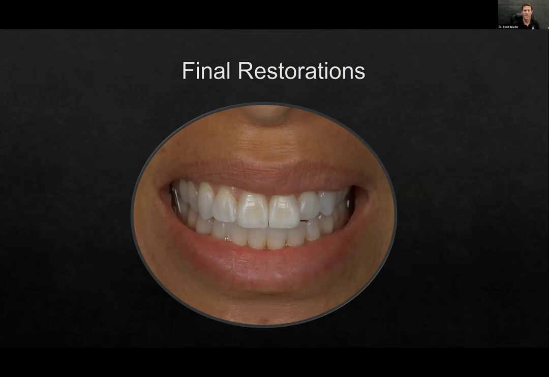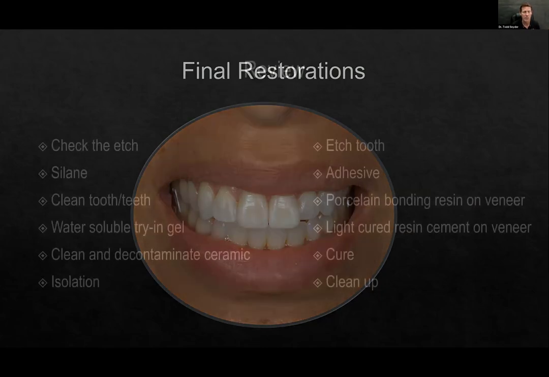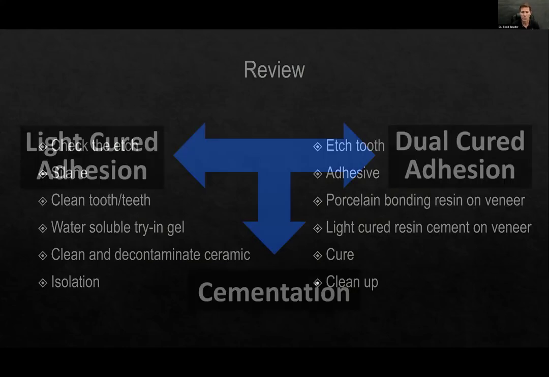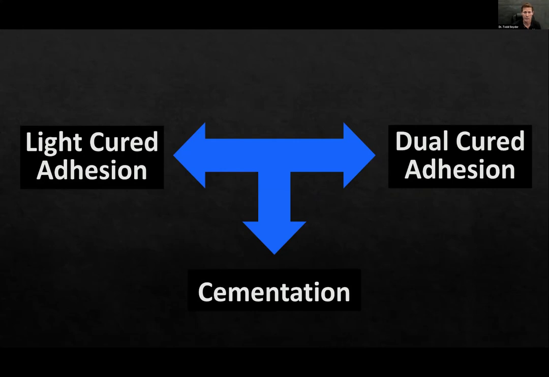Okay, so in your handout, we got more to talk about, but in your handout, again, I've got this review slide for you. So you have everything in one place. Okay, so that's there for you to review. Now, in the beginning, we said, all right, we have options for this one case that had crowns and veneers. We said, okay, for the veneers, we were going to do light cured. Now for the crowns, because we're doing ceramics that cover the whole tooth, we could potentially do cements, but for purposes of this discussion, we said, hey, let's talk about using dual cured adhesives here. Okay. So let's talk about that.